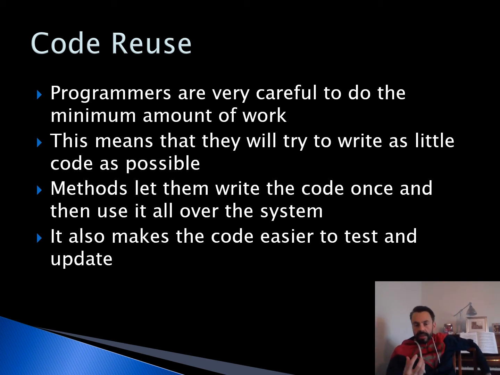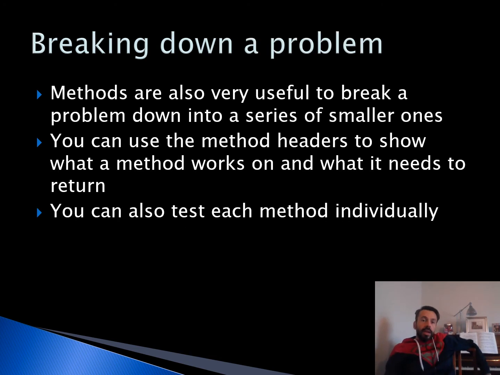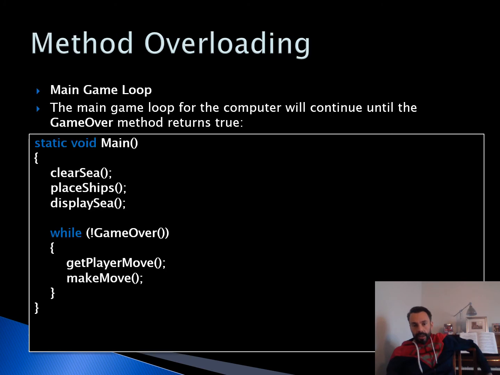It also makes the code easier to test and update, so code reusability, because once you've got a particular method working, you know it works. Then if something else goes wrong in your program, you come to the realization this has been tested before. It's not that. It's something else. It's another method in the program. So breaking down a problem into a series of smaller ones is very useful. You can use the method headers to show what the method works on and what it needs to return. So it's perfectly readable. You can also test each method individually, and that is just glorious. So method overloading, we looked at that before.